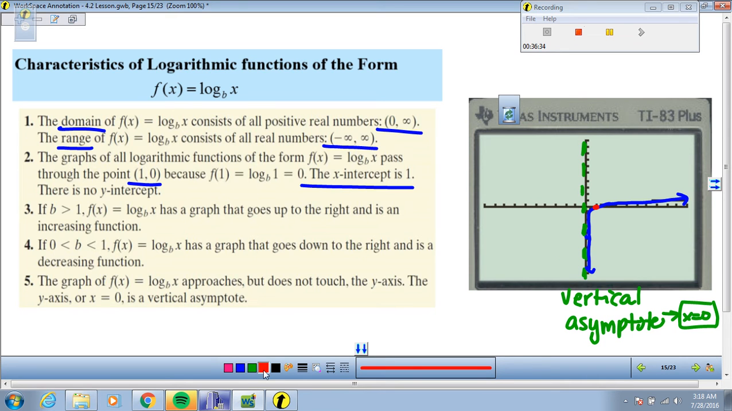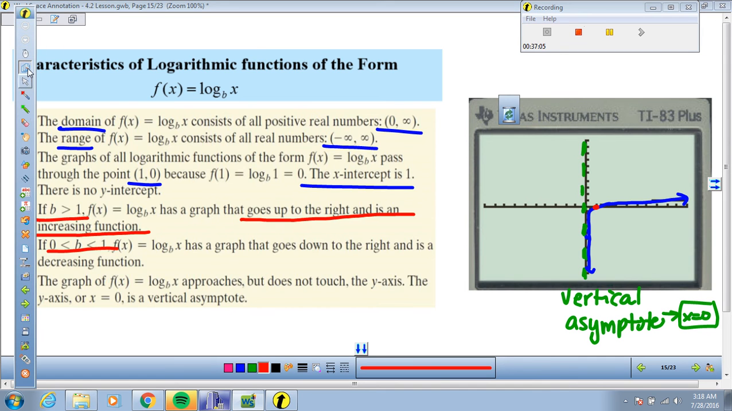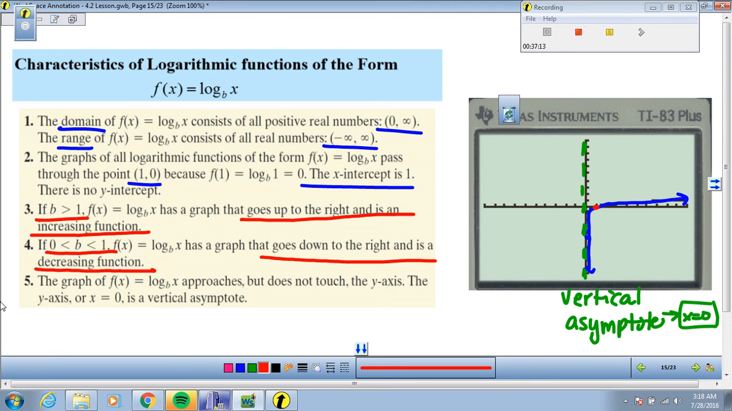On 3, if b is greater than 1, we have a graph that goes up to the right and is an increasing function. And if b is between 0 and 1, then it's going to be a graph that goes down to the right and is a decreasing function. Okay. And then the same thing on 5, it's about the vertical asymptote at x equals 0. So the y-axis turns into a vertical asymptote. So the graph approaches but never touches the y-axis.